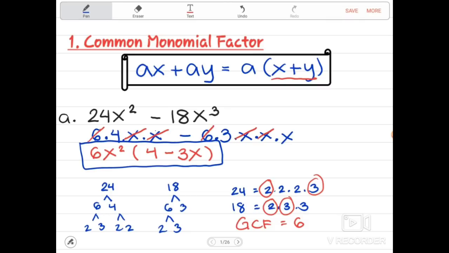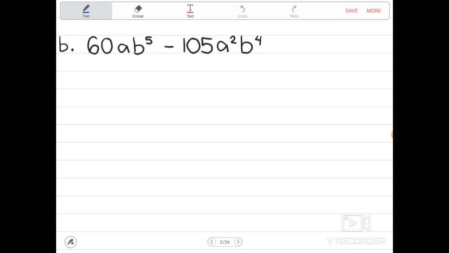In-expand ko para makita nyo kung paano ina-apply yung formula. Pero for the variables, ang technique lang dyan is kukunin natin yung pinakamababang exponent. So that is 2, so x squared. Ganun lang ang technique natin sa variables. Let's move on.